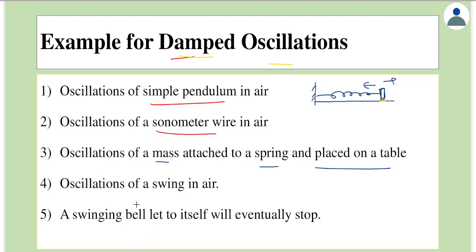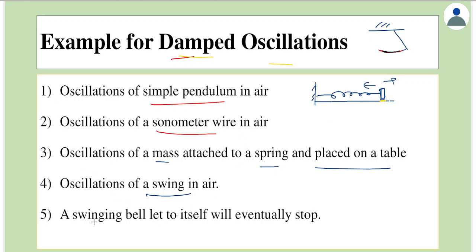Other examples: the fourth one here is oscillations of a swing in air. If you pull a swing to this point and leave it, it's common sense that the swing may go to some point but will not come back to the same point. It's just like a simple pendulum; there is loss of energy. In fact, in the case of a swing, there will be a greater loss of energy because of its mass involved. So it will come till some point here, go back to a lesser amplitude, and finally die down. Even this is an example of a damped oscillation.